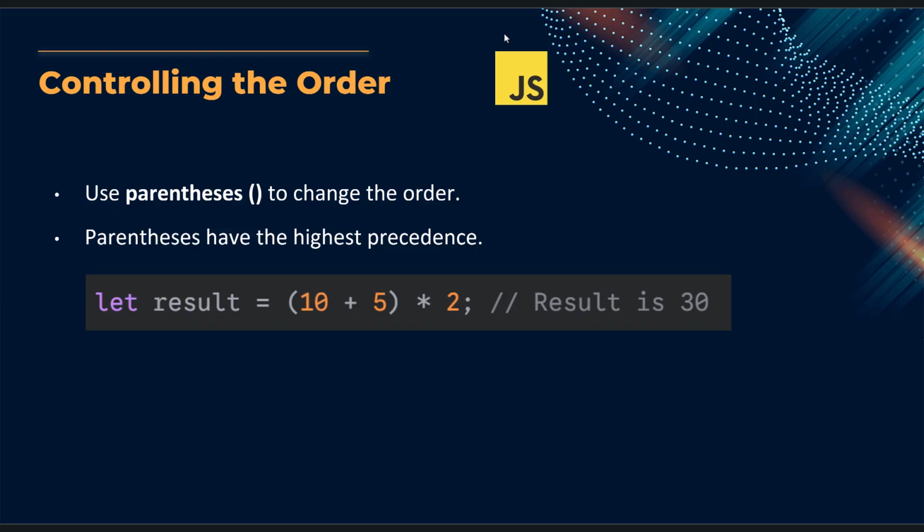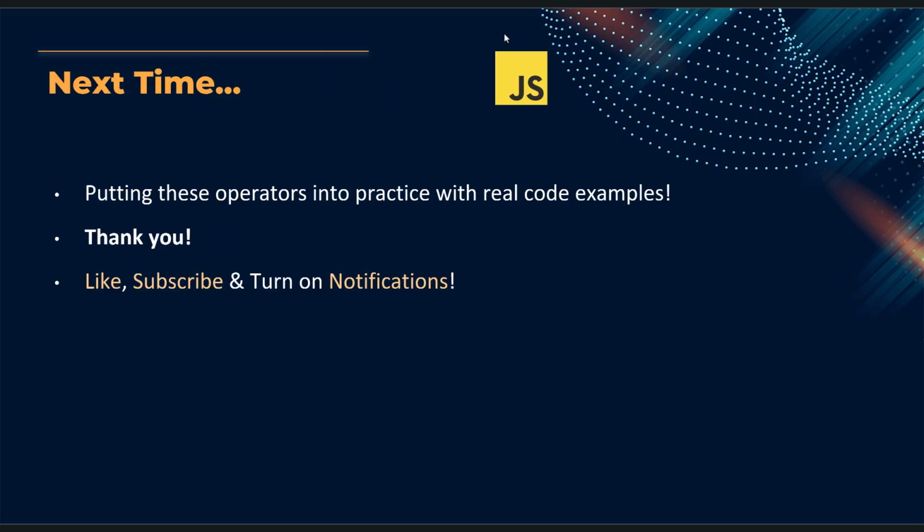Using parentheses is a great way to make sure your calculations happen in the order you intend. And it also makes your code easier for other people and your future self to read and understand, because it clearly shows your intention. Alright guys, that was a lot, but these operators are the heart of how we manipulate data and make things happen in JavaScript. In our next video, we'll take these concepts and put them into practice. We'll explore how these operators work in real code examples and see their results in the browser console. It will really help solidify everything we talked about today.